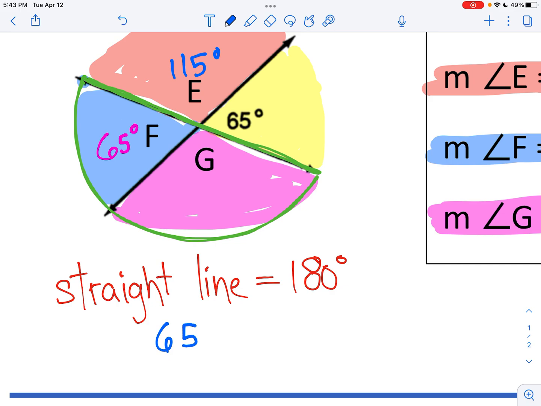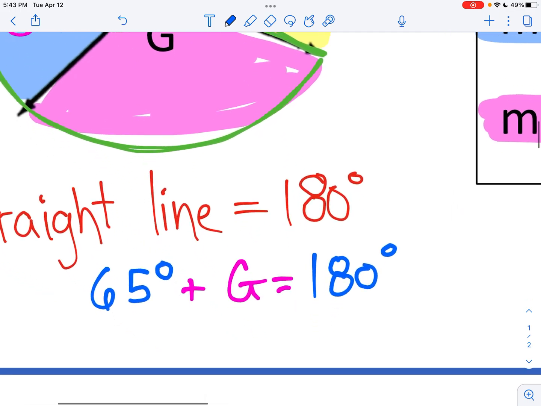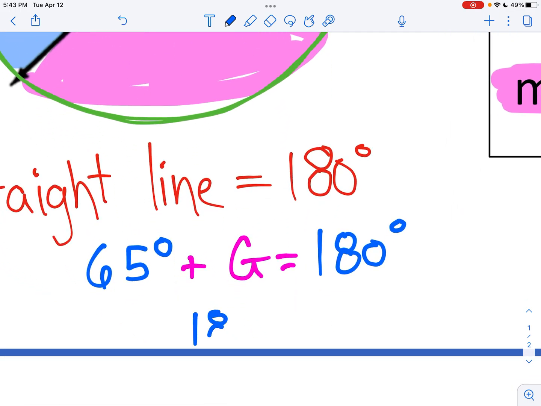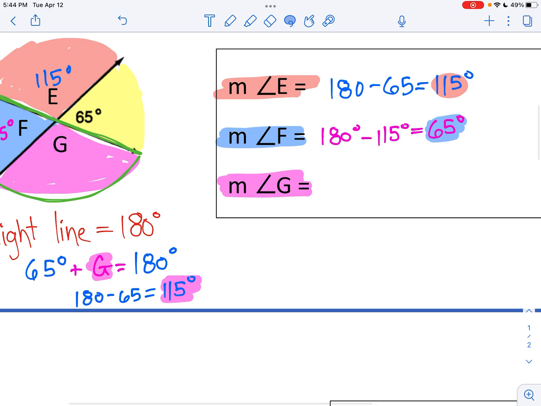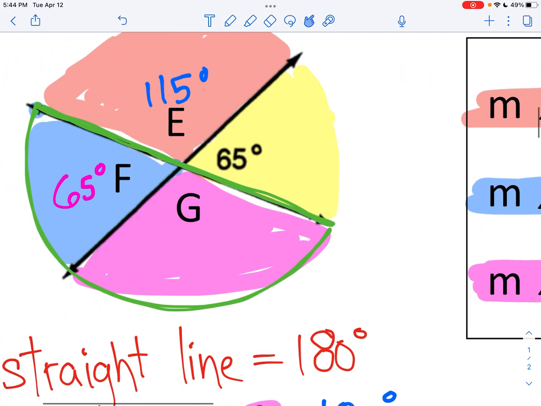65 degrees plus pink, which I don't know, so I'm going to use G, equals 180 degrees. And if I don't know what to add to 65 to make 180, I'm going to turn it around to subtraction. 180 minus 65, and when I put that in my calculator, I get 115 degrees. That number looks familiar, right? So 115 degrees is G. So I'm going to take that work, copy it, and put it up here in my box. Hey, take a look at this. It said G was 115 degrees. I'm going to put 115 in here.